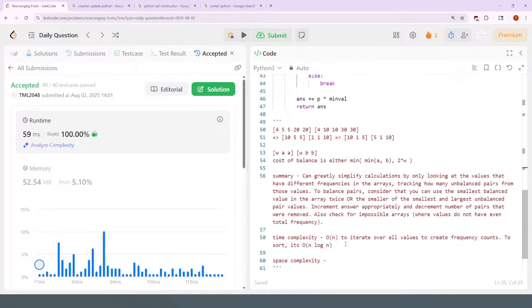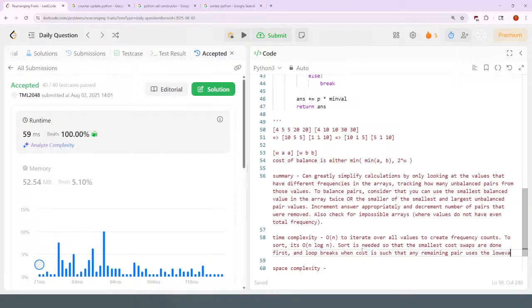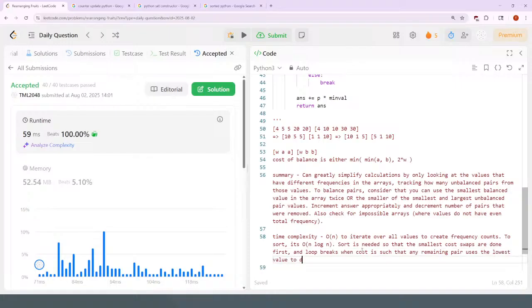Yeah, so sort is needed so that the smallest cost swaps are done first, and the loop breaks when cost is such that any remaining pair uses the lowest value to do swaps.